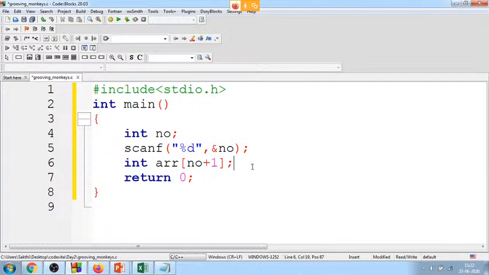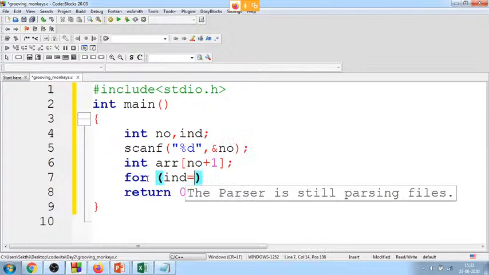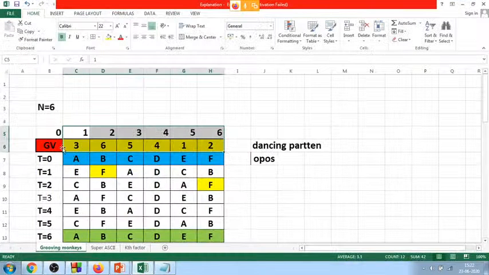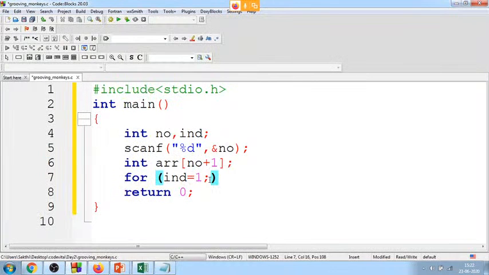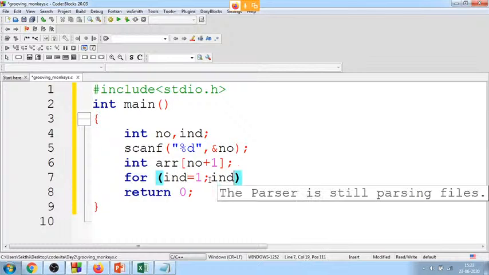Now let me accept input from the user. So let me have one variable index for my iteration. For index, the initial value, I am going to accept values only from the first position. I am not going to accept a value from the 0th position, as I told you that we are not going to bother about the 0th index. The dancing pattern starts with the first index. So we are going to accept from the first index, with index less than or equal to number of monkeys, followed by index plus plus.